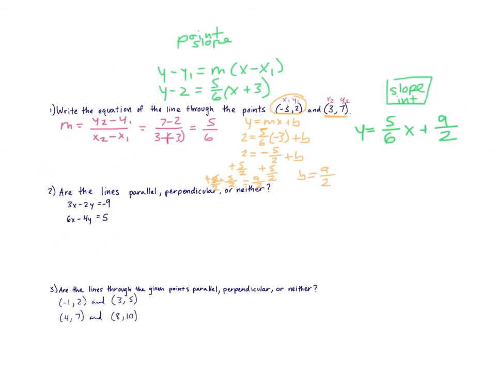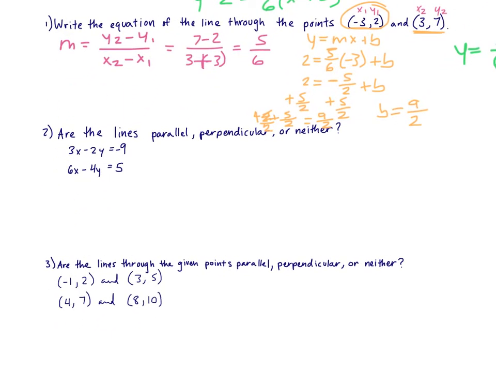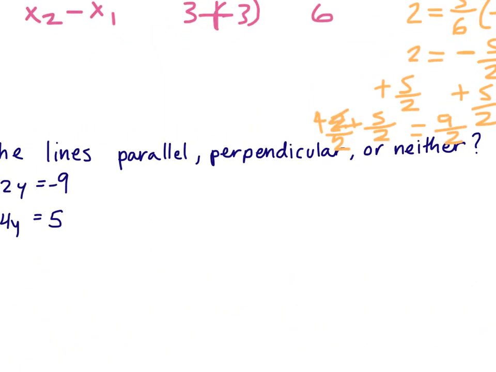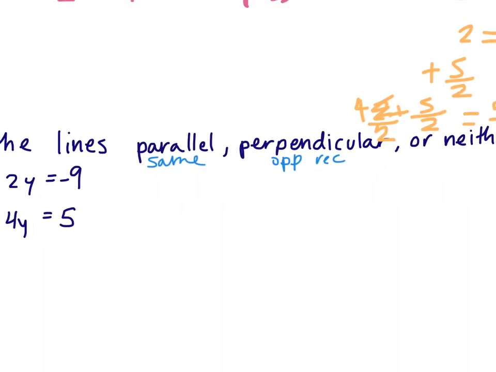Any other questions from number 1? All right, let's look at number 2. Are the lines parallel, perpendicular, or neither? The way we can tell is looking at their slope. Parallel has the same slope. Perpendicular is the opposite reciprocal slope. And then neither is just two totally different slopes.